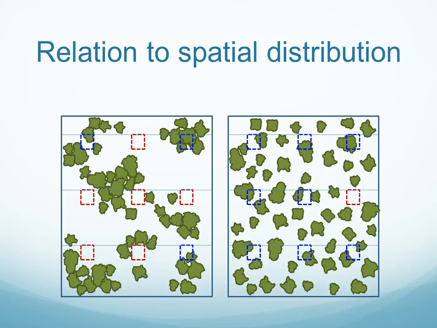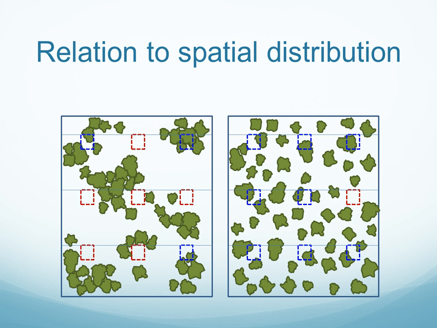Frequency is also related to the spatial distribution of vegetation. So here we see 2 examples. You can think of them as macro plots of tree species, and we've got 9 plots in each one of these, and these have the same number of individuals, so the density of the macro plot is the same, but what's different is on the left we have a clumped or patchy distribution of vegetation, and on the right it's more homogeneously or evenly distributed.